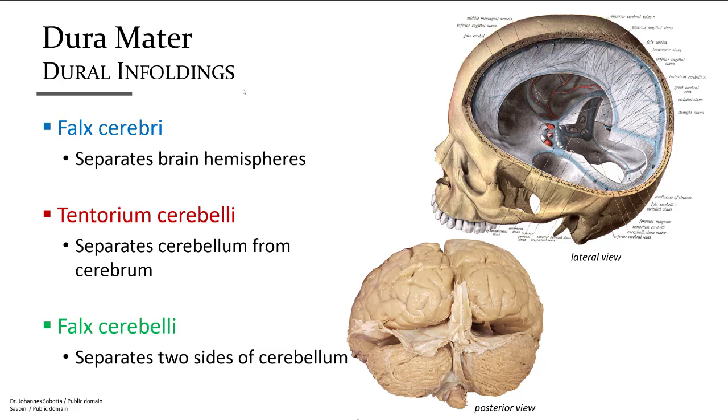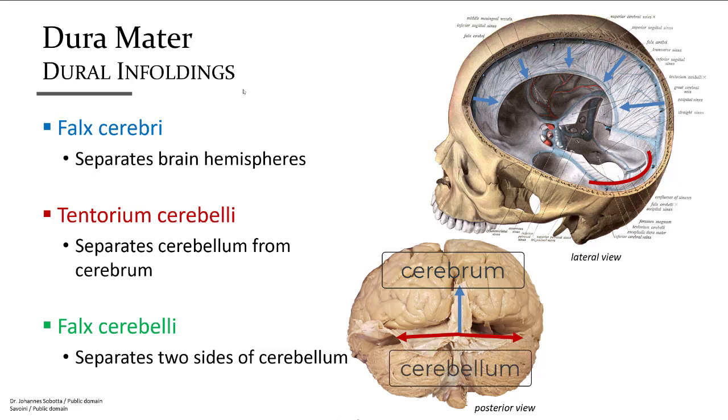The infoldings of the double layer of dura within the cranium form 3 major divisions. The falx cerebri is down the center of the brain longitudinally along the sagittal plane, dividing the brain into right and left hemispheres. Posteriorly, the tentorium cerebelli separates the cerebrum, with its wormy appearance, from the stacked, layered portion called the cerebellum. Then there is the falx cerebelli that divides the cerebellum into right and left sides.